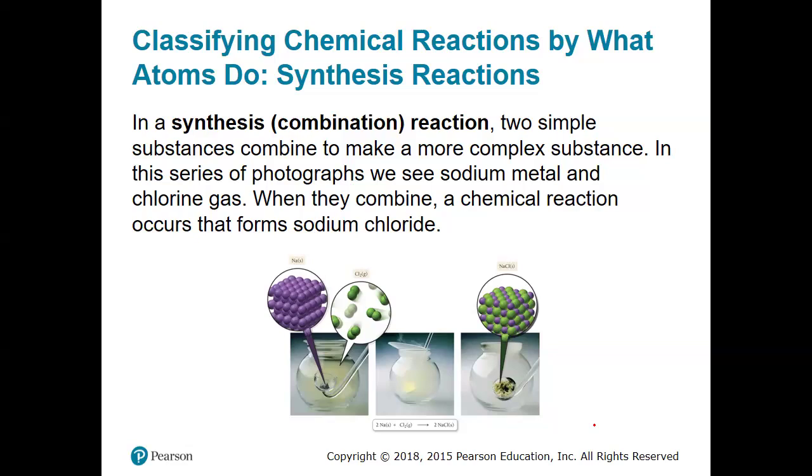So going deeper with each of these, synthesis or combination reactions, we see this kind of behavior. Two or more simple substances combining to make a more complex substance. In this picture example, you have sodium metal being placed in with chlorine gas. And once the reaction has had enough time to occur, we see sodium chloride, table salt, as the result. We started with two simple substances, two elements. They came together to form a single compound.